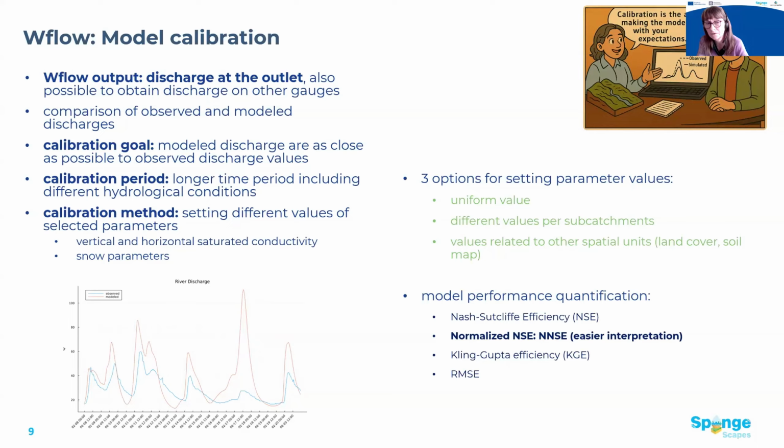And then the second method for assessing whether the calibration results are successful is quantification of model performance. In hydrology, the most common metrics are Nash-Sutcliffe efficiency, then the normalized version of these metrics, Kling-Gupta efficiency, and root mean squared error.